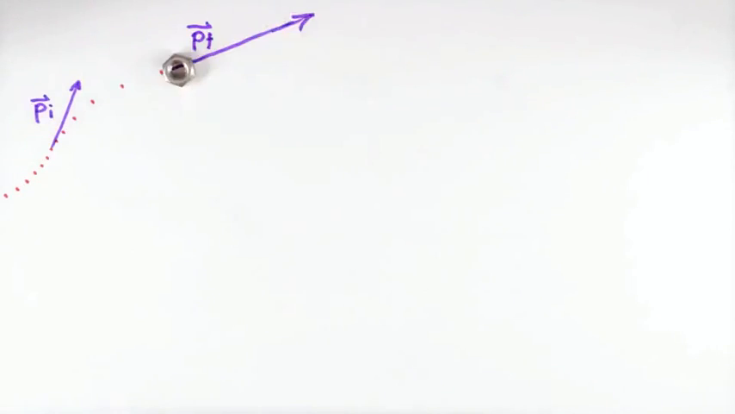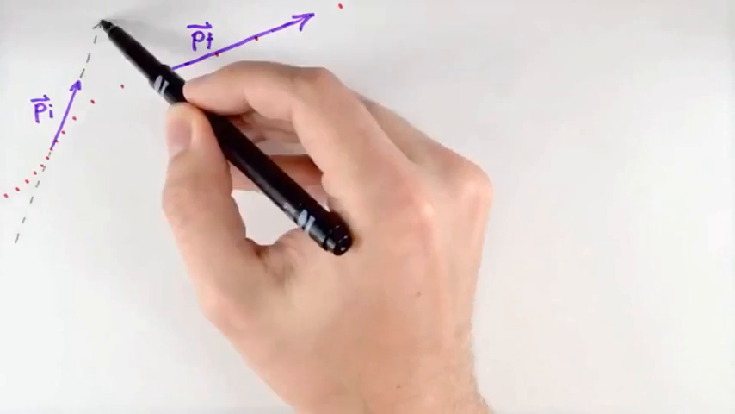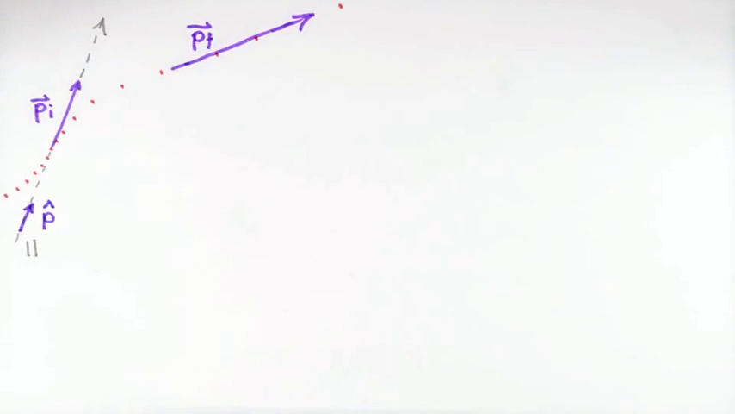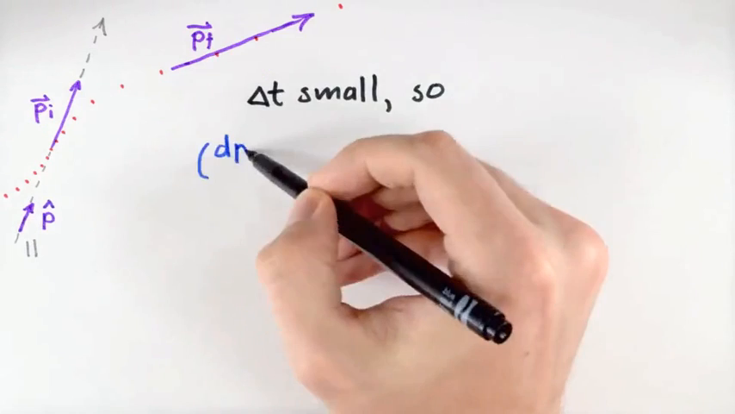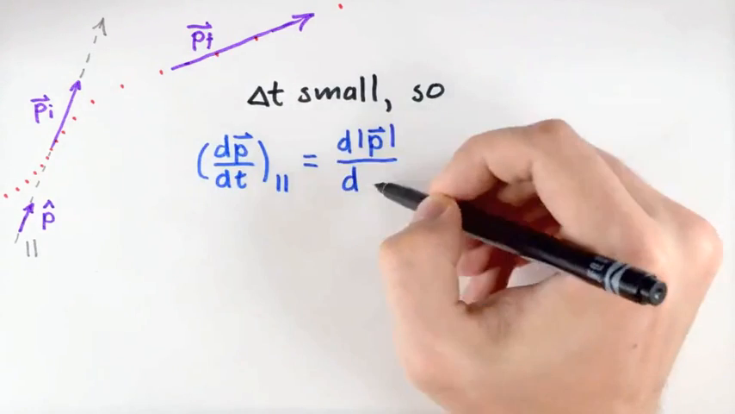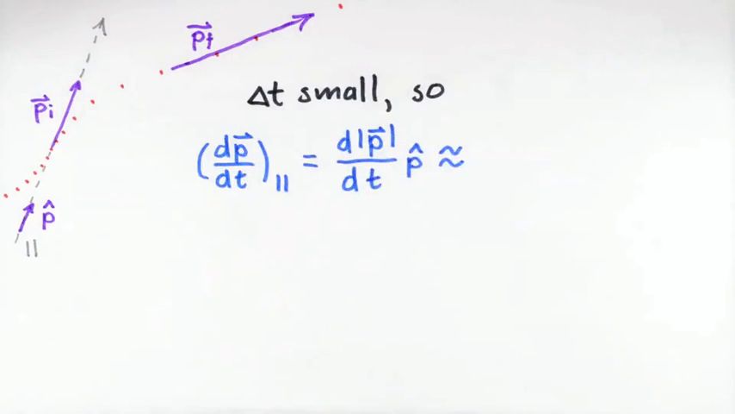To get some idea what the derivative of the magnitude of the momentum means, let's consider this specific case. If the time delta t is small between the initial and final momenta shown, then we can obtain a good approximation to the derivative d magnitude of p dt using delta magnitude of p over delta t.